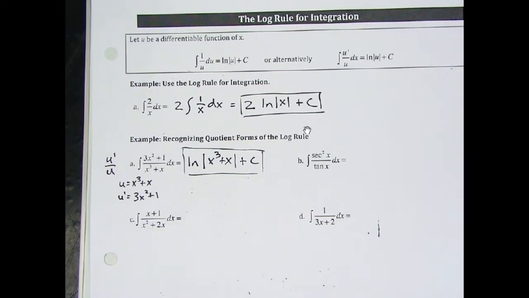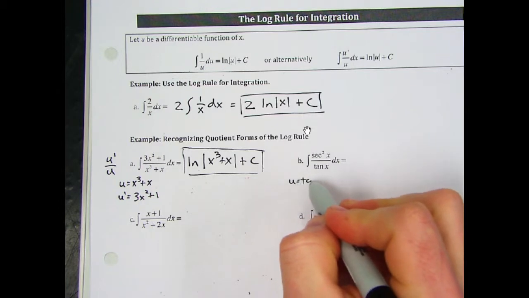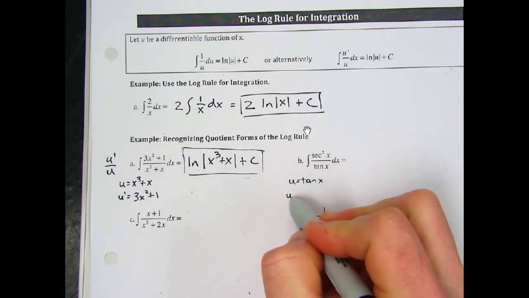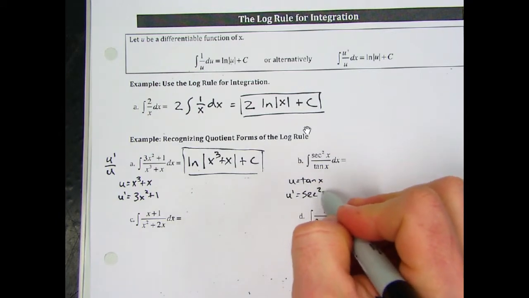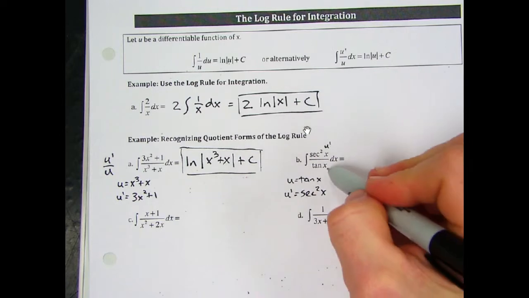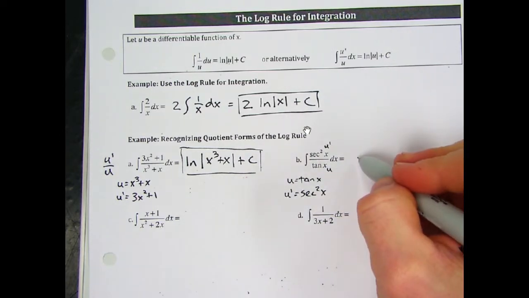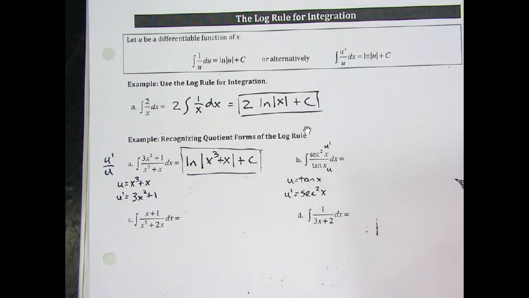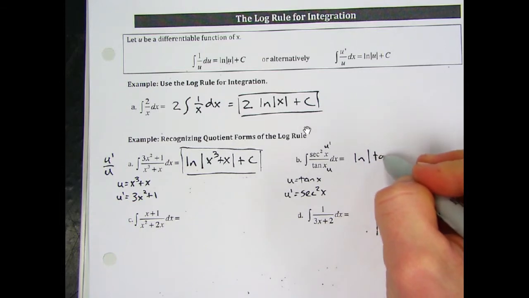Now let's try the next one. Let u be the denominator, so u equals tan x. And what is u prime? Secant squared x. So do you see this is u prime over u? So the antiderivative is just ln absolute value tan x plus c.